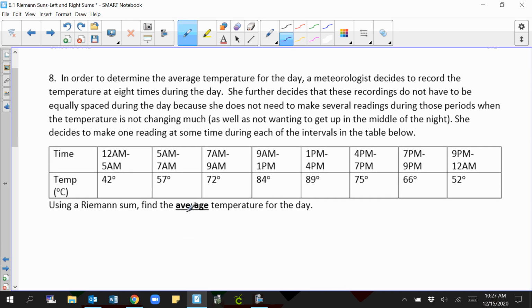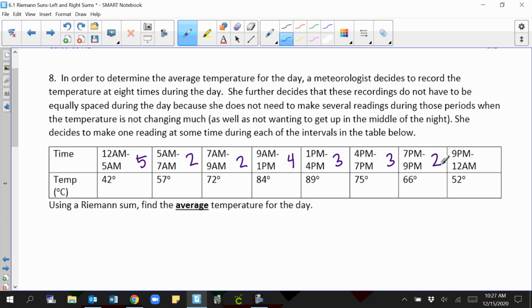So it's giving us our intervals here. So we need to figure out how many hours are in each interval. So from 12 to 5, that's 5 hours. From 5 to 7 is 2 hours. From 7 to 9 is 2 hours. 9 to 1 is 4 hours. 1 to 4 is 3 hours. 4 to 7 is 3 hours.